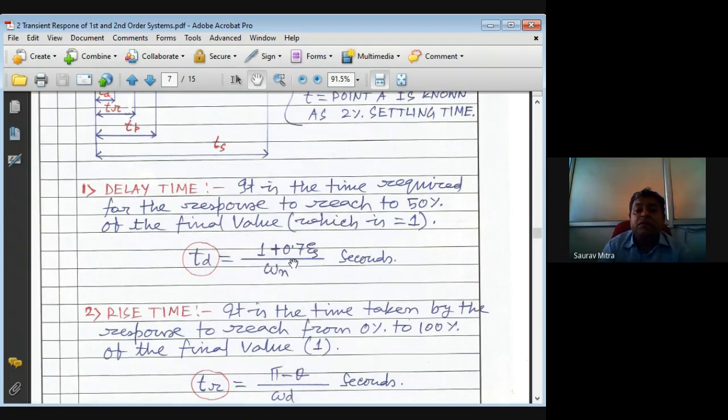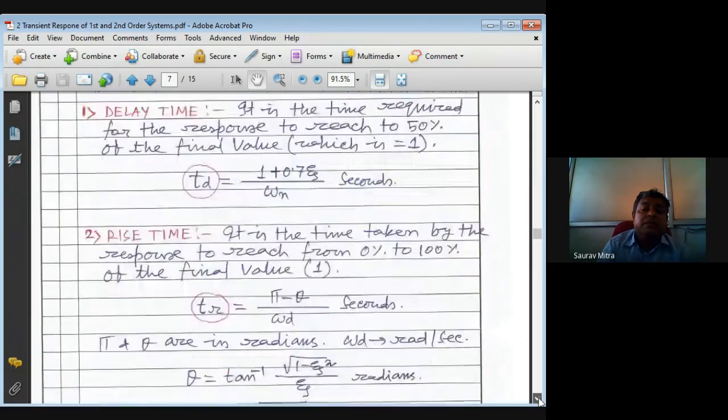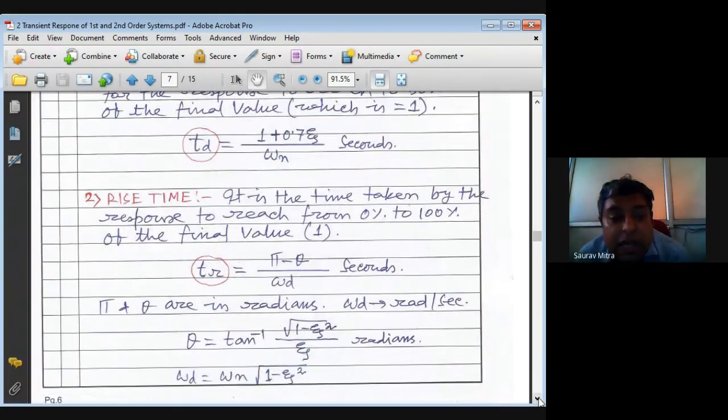So TD is given by 1 plus 0.7 zeta by omega. What is the rise time? This is the time taken by the system to reach 100% of the final value. So it is pi minus theta divided by omega d. Omega d is equal to omega n into root under of 1 minus zeta square. Omega d is called the damped natural frequency. And theta is equal to tan inverse root under of 1 minus zeta square by zeta.